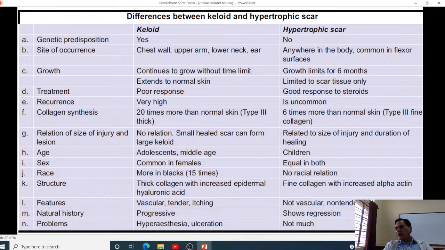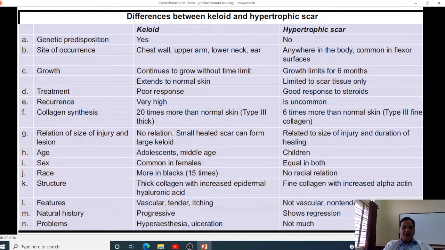These keloids have a very poor response to treatment. Whatever you do, they will have their own course. Against that, the hypertrophic scar has a good response to local corticosteroids. Keloid is worse. Recurrence is very high. Against hypertrophic scar, no recurrence.